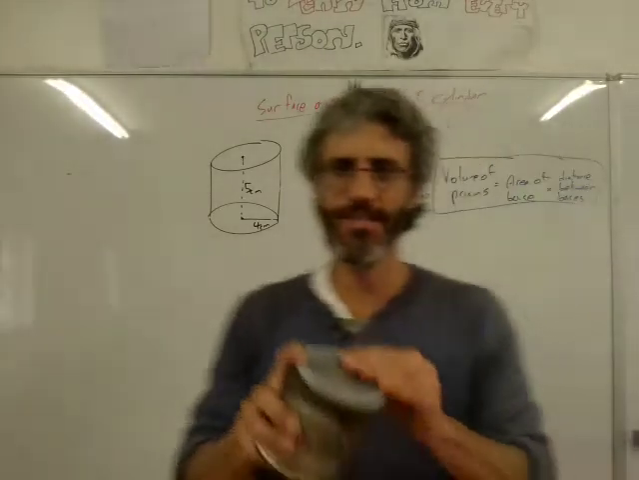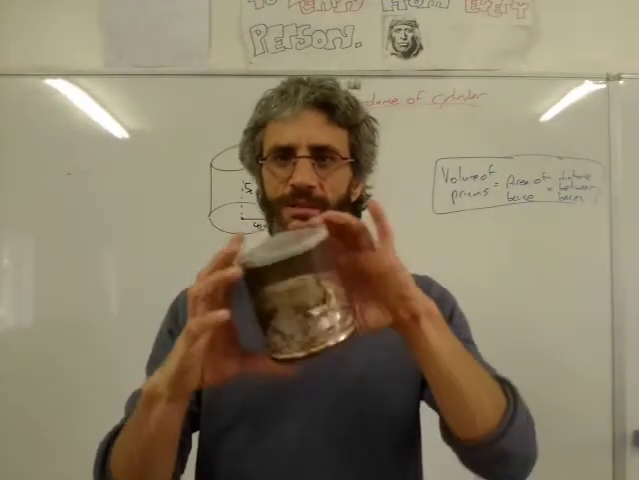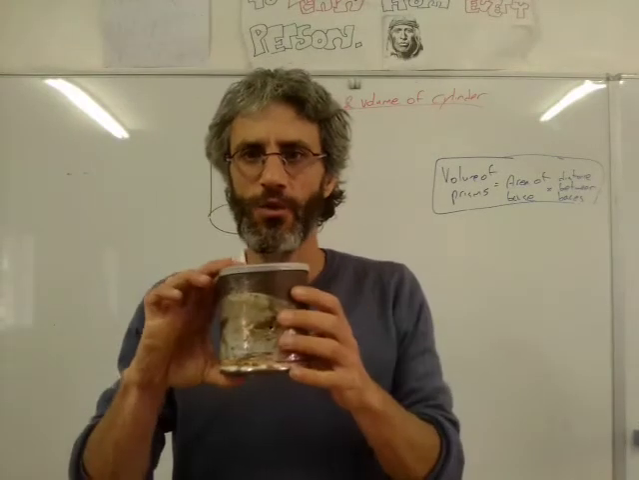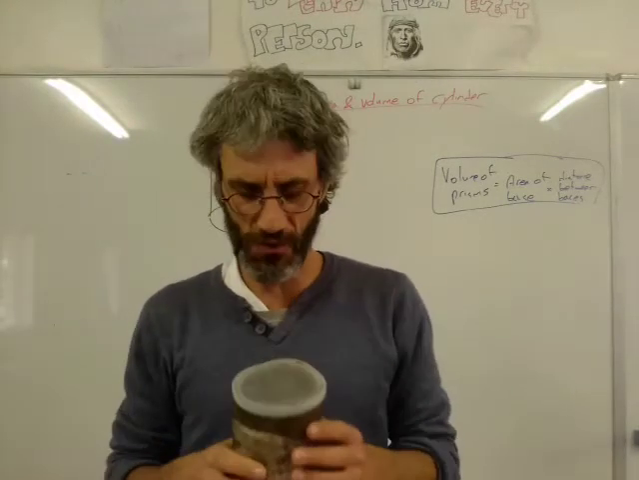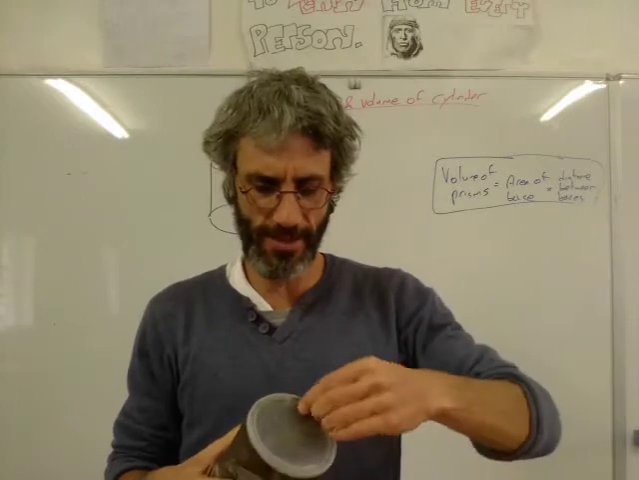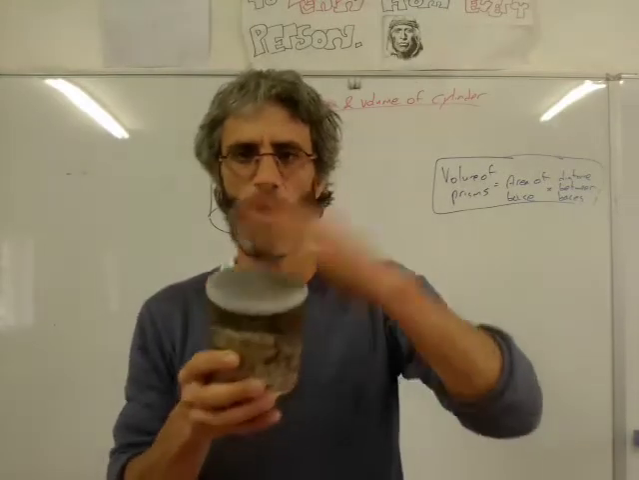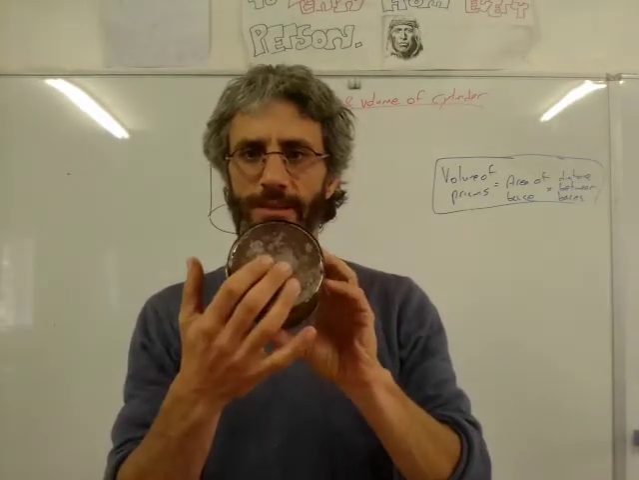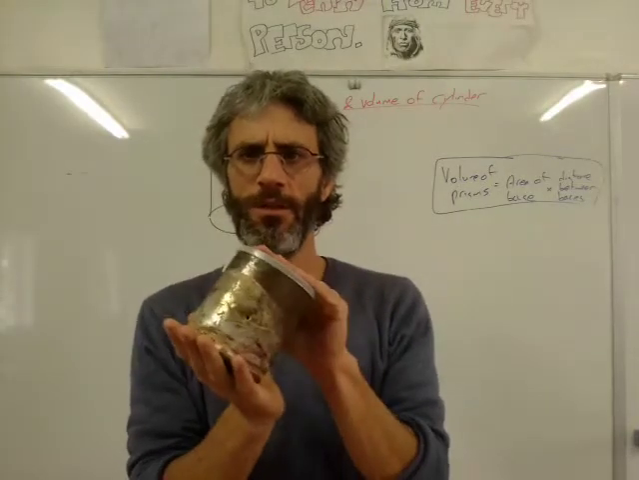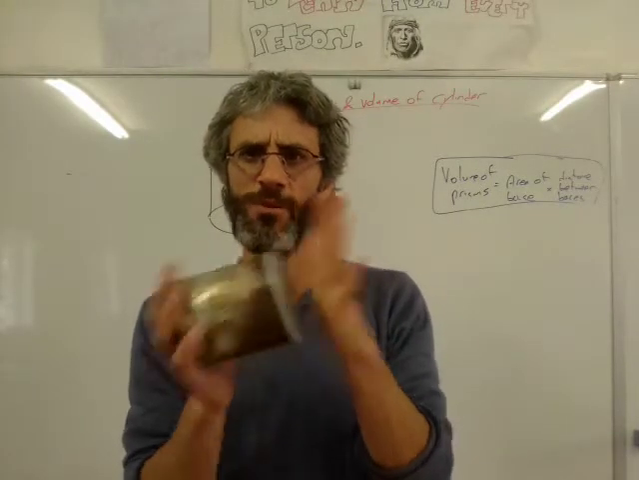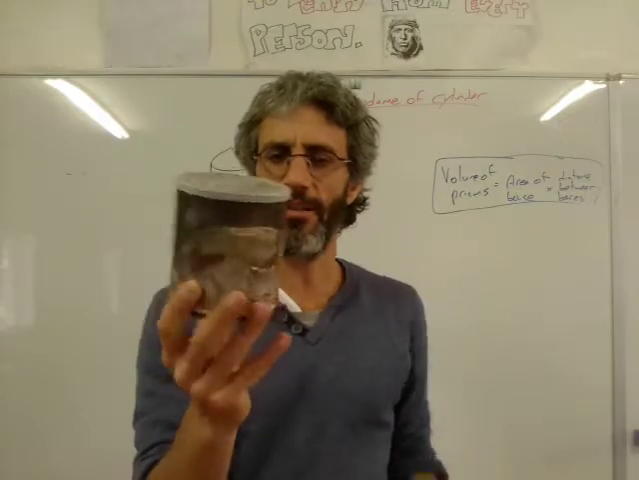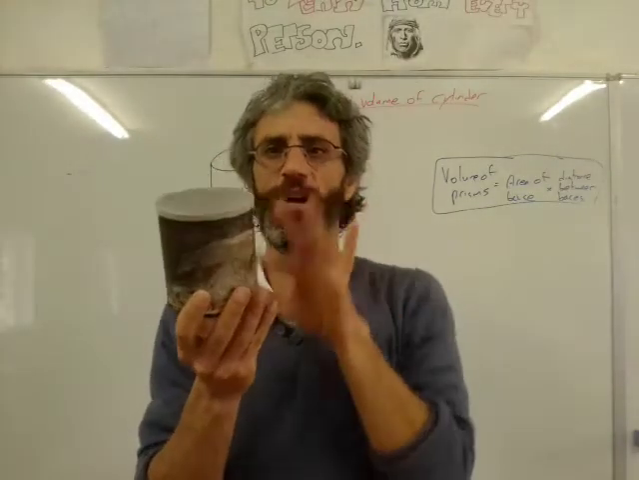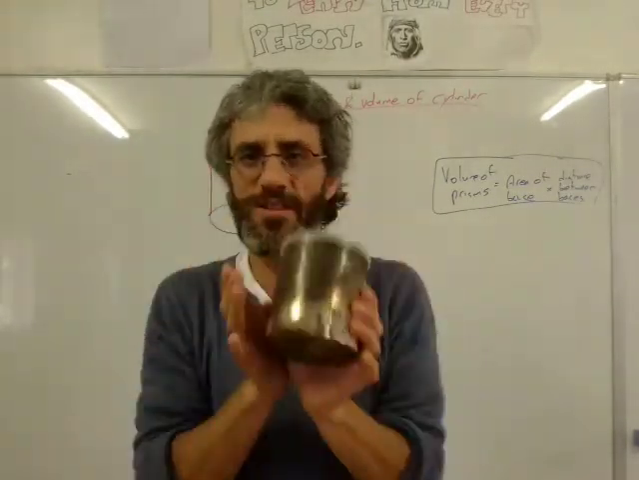This is a cylinder, like a tin can. It's also a kind of prism because it has two bases, the top base and the bottom base, and they're identical. So it's some kind of prism, but obviously it doesn't have sides. It just has one side.